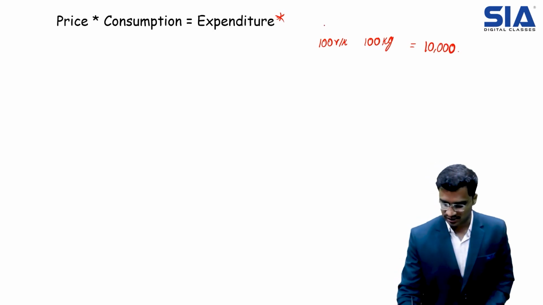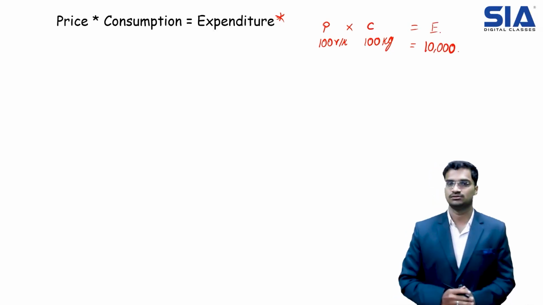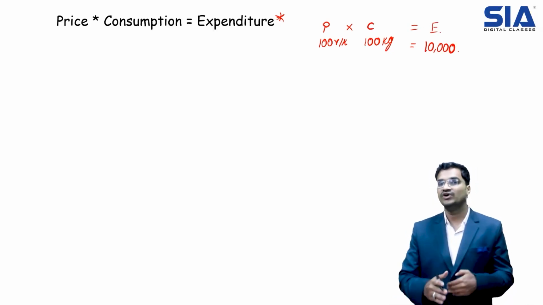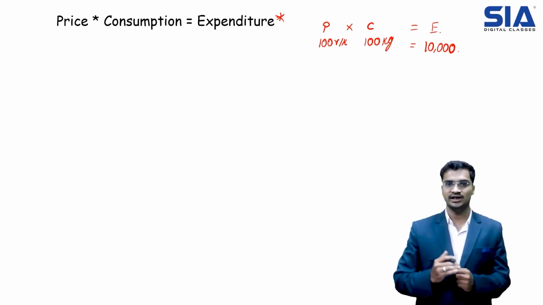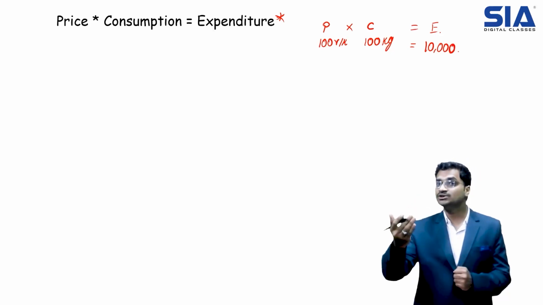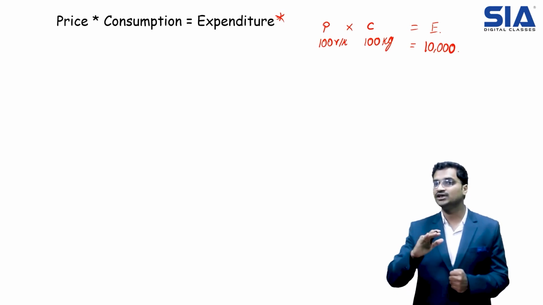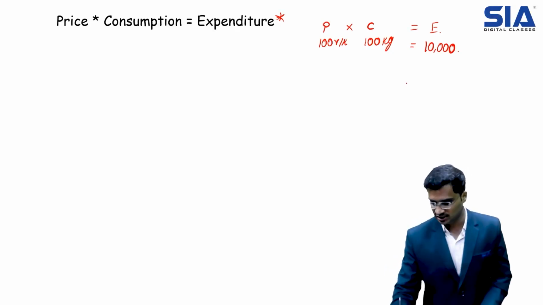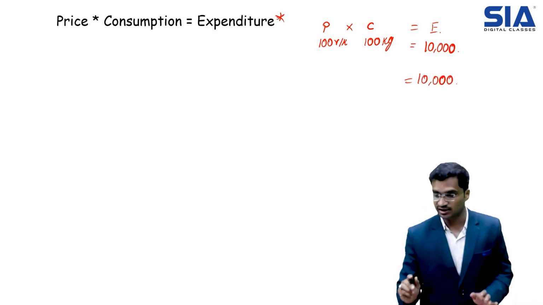So price into consumption gives rise to expenditure. So this is our model. Simply, I'm asking you, if the price of a product increases, then the consumption should be decreased if I want to maintain my budget. Let us assume my daily budget is 10,000 itself.